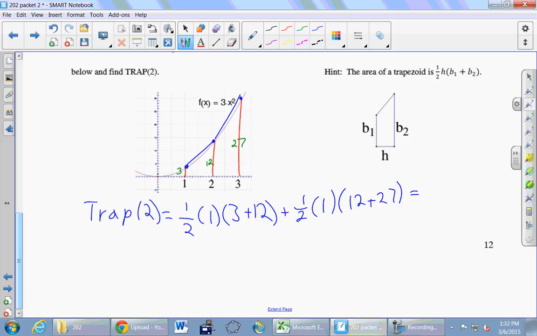Okay, so let's crunch all this stuff together. Let's see, that's 15 halves plus 39 halves. Is that 54? 39 is these two, right? 27? 10.